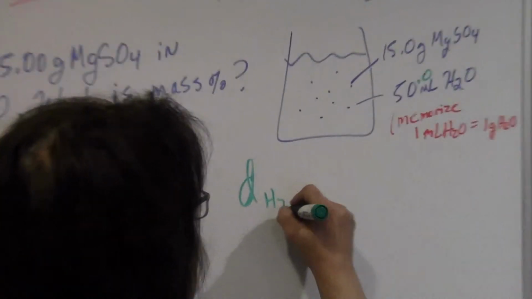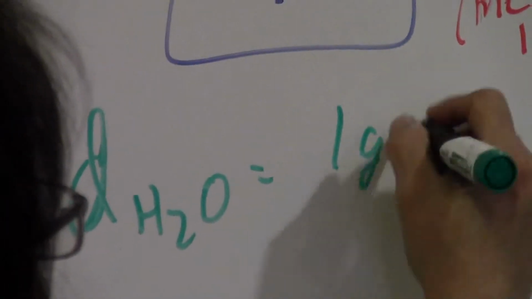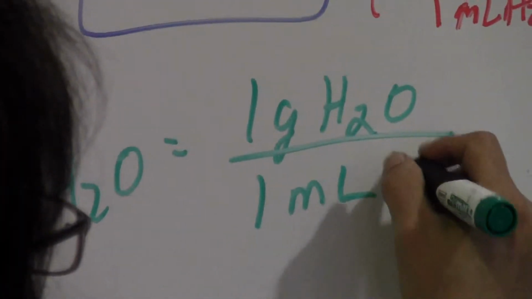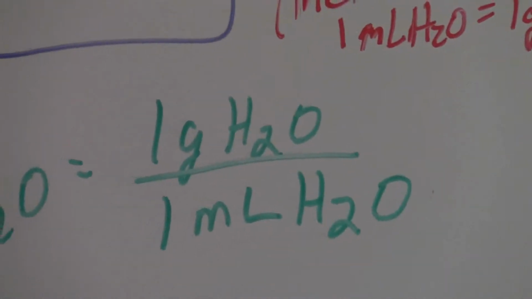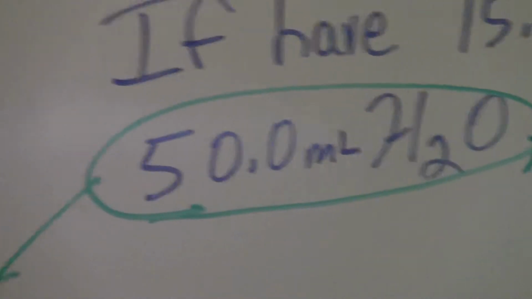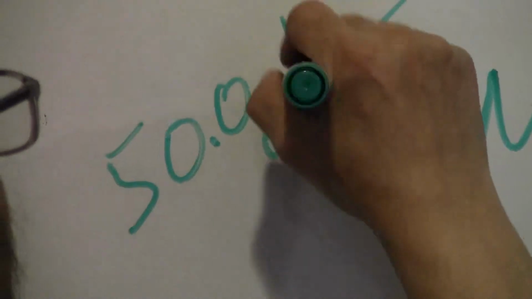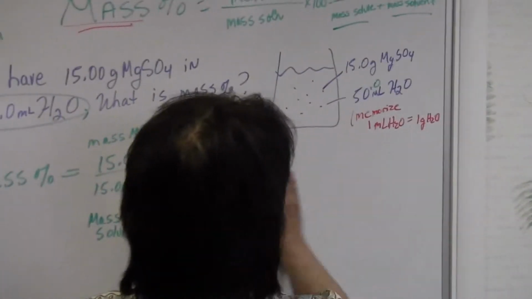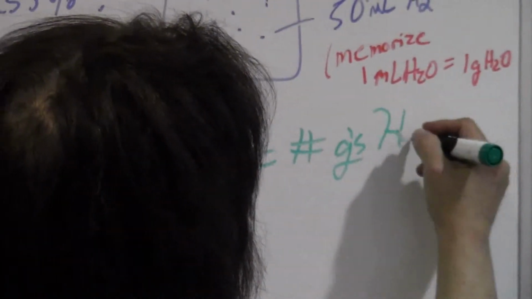You must memorize something very simple, and that is that the density of water is 1 gram of water equals 1 milliliter of water. So, if we have 50 milliliters of water, that's the same thing as saying 50 grams of water. So memorize that if you have 1 gram of water, the number of milliliters of water is going to be exactly the same as the number of grams of water.